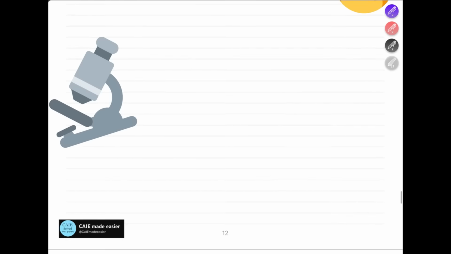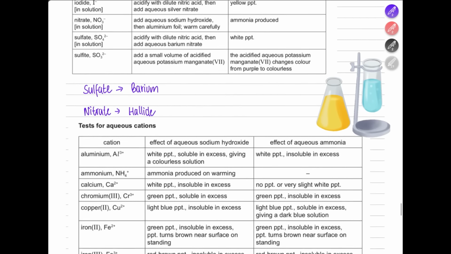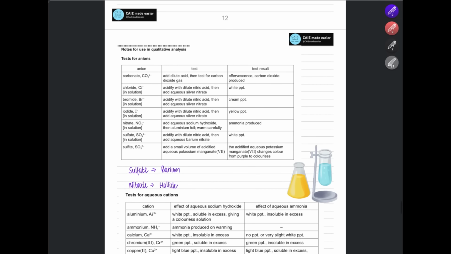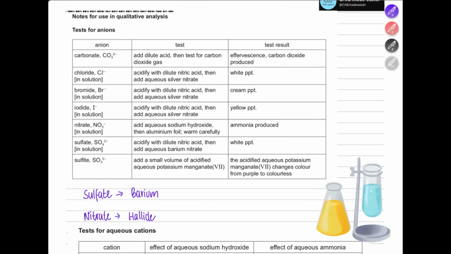Next, for qualitative analysis, again these are given, but it's a good idea to go through them at home and practice as many questions as you can. Some things that you can remember is that if you see barium, it's for sulfate. If you see silver nitrate here, this shows that they're testing for a halide. If they're testing for carbon dioxide gas, it means there was a carbonate present.